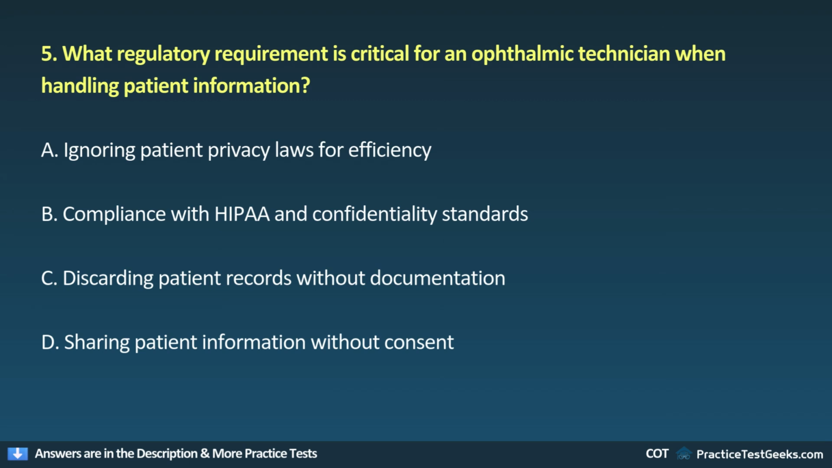5. What regulatory requirement is critical for an ophthalmic technician when handling patient information? A. Ignoring patient privacy laws for efficiency. B. Compliance with HIPAA and confidentiality standards. C. Discarding patient records without documentation. D. Sharing patient information without consent.